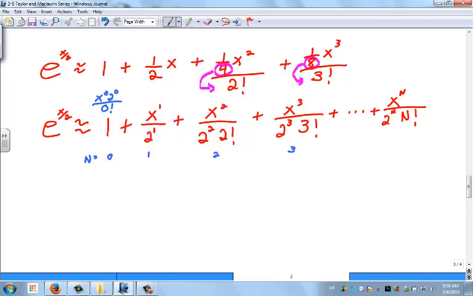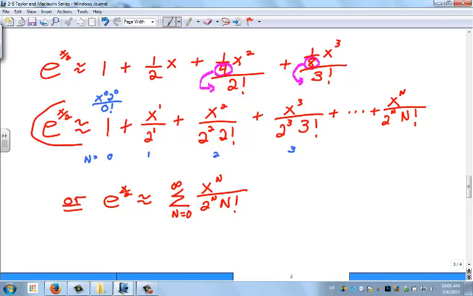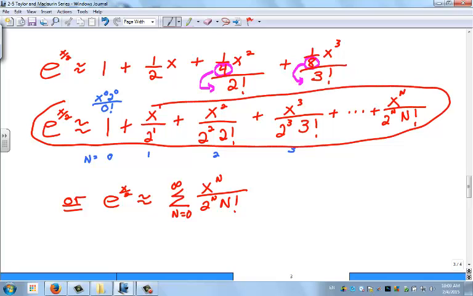So we can now say e to the x over 2 is approximately equal to the sum n equals 0 to infinity of x to the n over 2 to the n, times n factorial. At this point you should be thinking, okay, this isn't bad. It's a formula. I just plug and chug through it. Taylor polynomials are great because you're always just plugging and chugging through a formula.